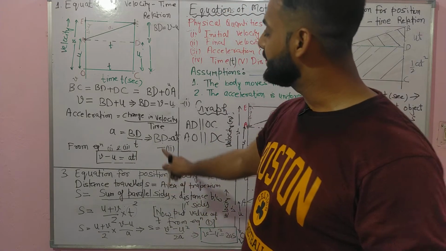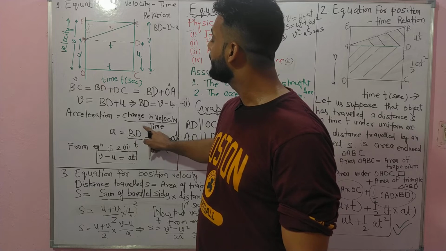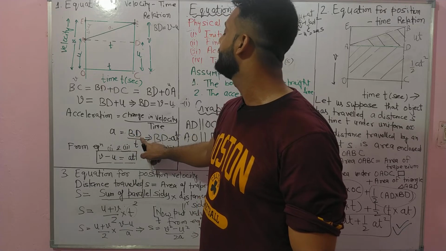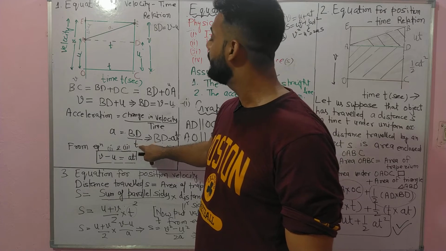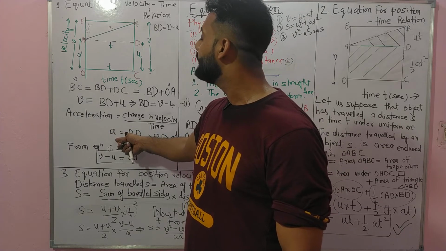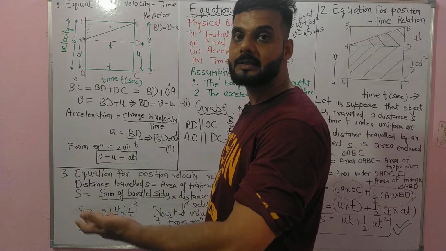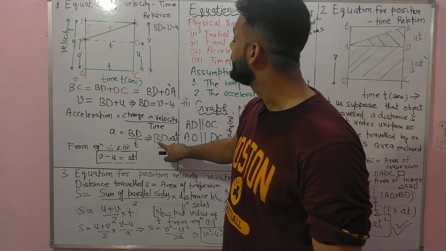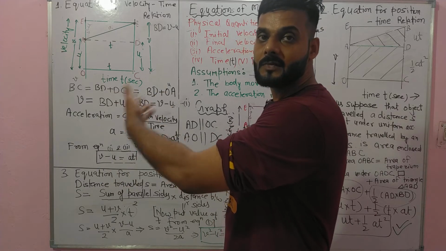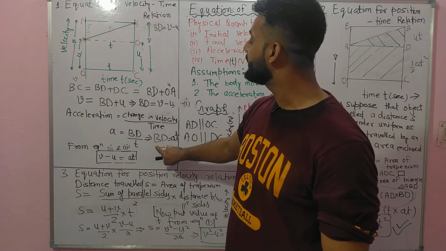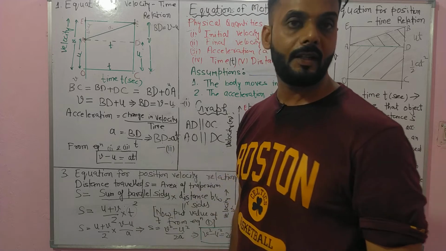Now from this we can calculate the value of BD. Now t is dividing here in the denominator, so it will go to the RHS and it will give us BD. It will go to the LHS and it will give us BD is equal to at.